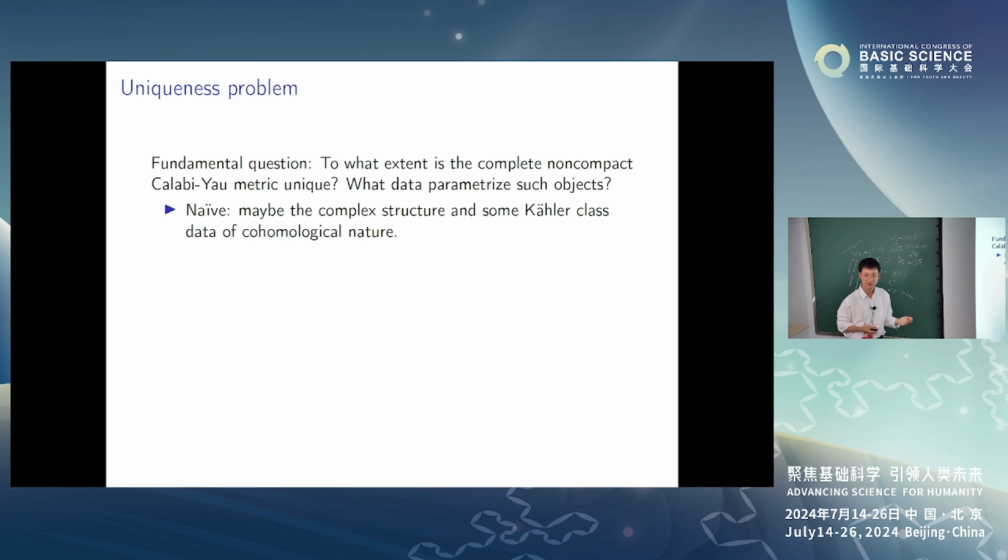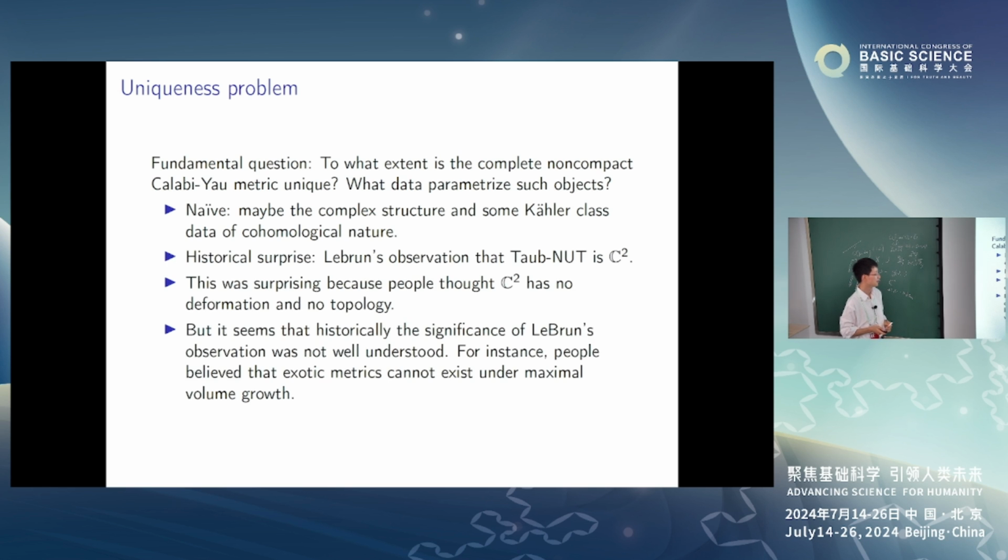Now, this is false, as we already saw in the example of the Taub-NUT metric. Now, LeBrun's observation that Taub-NUT is C2 was historically a surprise, because C2 has, people think, no topology and no deformation. However, it seems the historical significance of LeBrun's observation was not that well understood. So for instance, people believed for some time that exotic metrics cannot exist under the maximal volume growth condition. So LeBrun's example is not maximal volume growth. It's r to the cube, not r to the fourth.